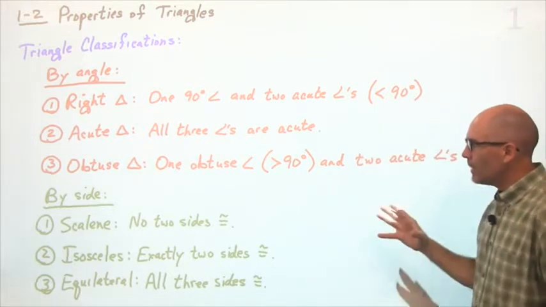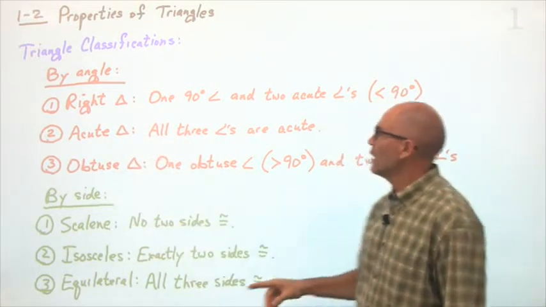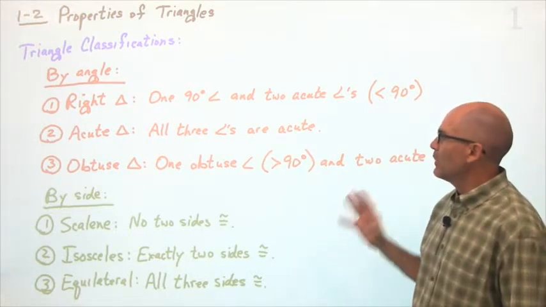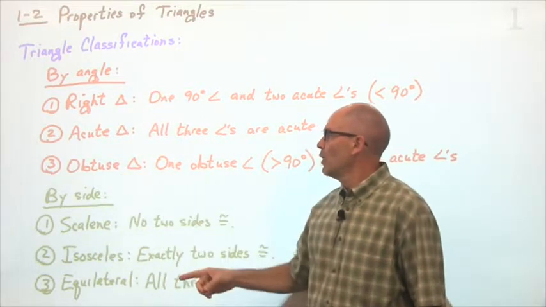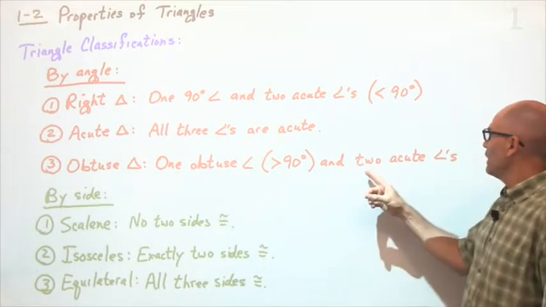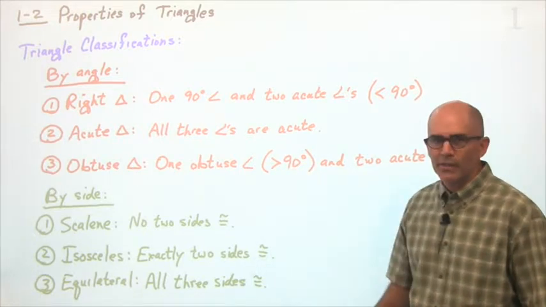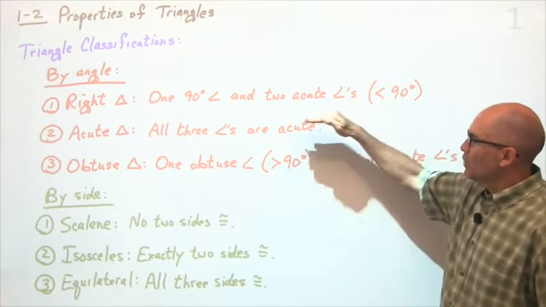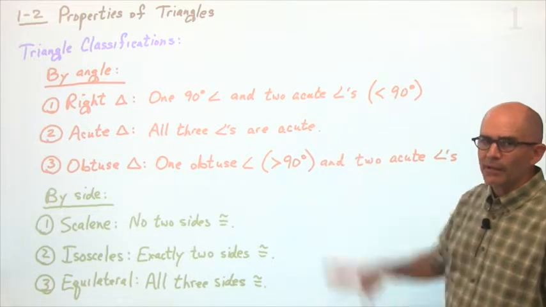Okay. Second type of triangle would be an acute triangle. Now, this is one where all three angles are acute. And the third type of triangle would be an obtuse triangle, which is one obtuse angle, and then all the rest have to be acute. Now, obtuse means it's greater than 90 degrees. Okay. So, right triangles, acute triangles, obtuse triangles, those are all triangles classified by their angles.